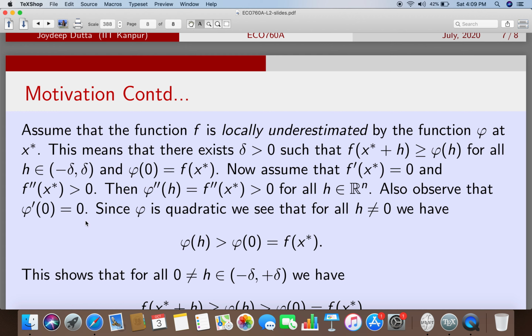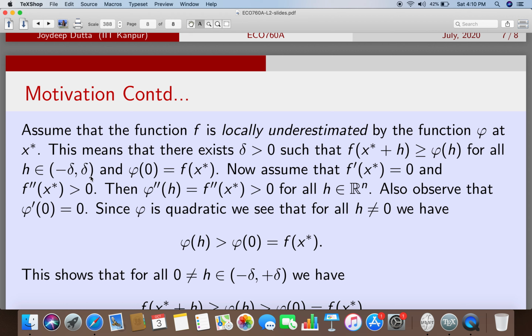Now what is phi double dash 0? Phi double dash 0 is f double dash x star, and that is strictly greater than 0. So what we have learned from the quadratic function is that this a, which is half of phi double dash, is strictly bigger than 0. So, from what we learned about the quadratic function a few minutes before, we can now say that phi of h is strictly bigger than phi of 0 when h is not equal to 0, because now h equal to 0 is a strict global minimizer.